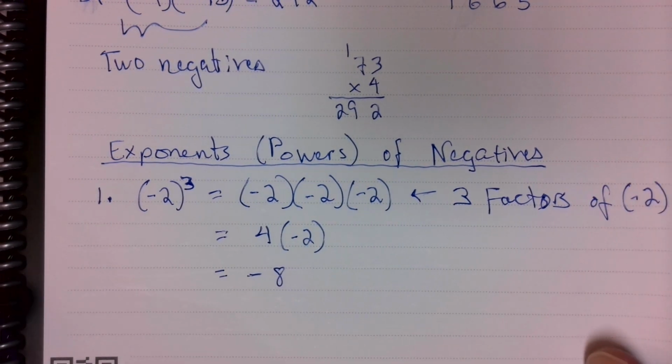Let's do a couple more examples of negative numbers with exponents. Let me do something like this.